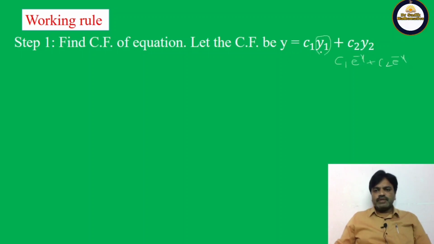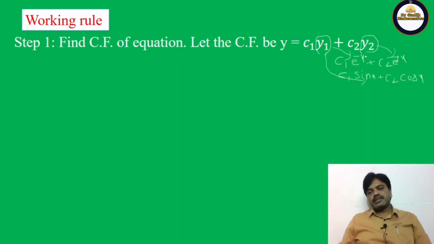Now what is y1? y1 is e^(-x). And what is y2? y2 is e^(x). Suppose I write here c1 sin x + c2 cos x. Now what is y1 here? Exactly, y1 is sin x and y2 is cos x. In finding the complementary function, we know the y1 and y2 values.